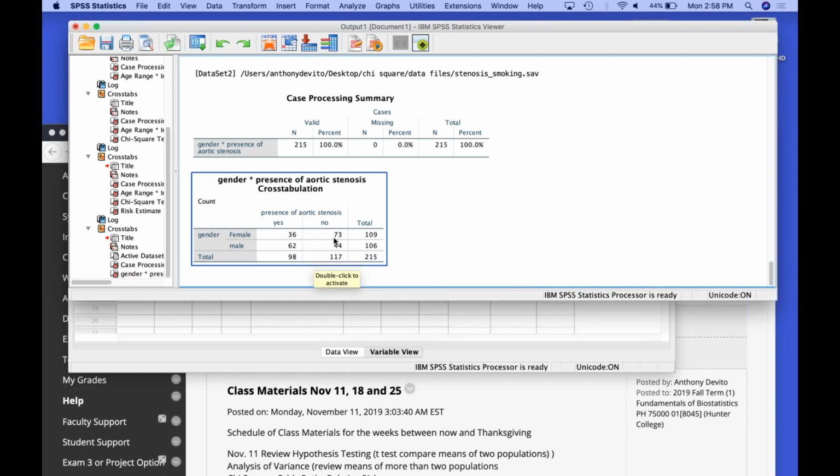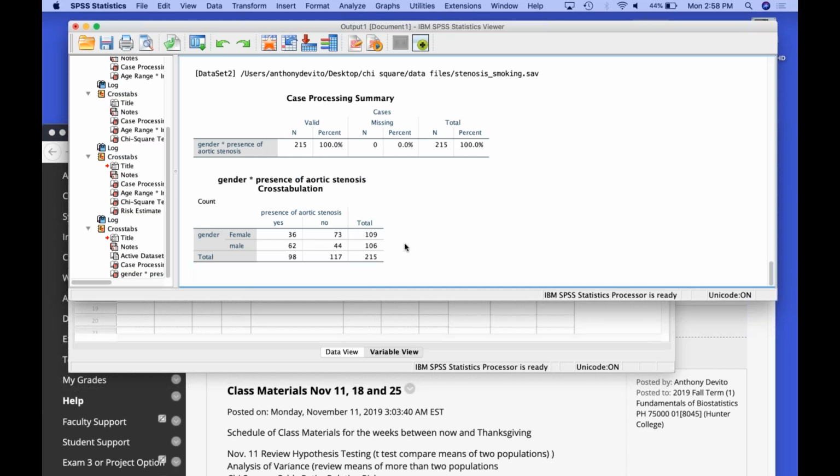So it looks like in this population the rate of aortic stenosis is almost 50%. In this case, the women only seem to be at a rate of 36%, and the men seem to be at a rate of around 60%. Seems to be a difference in these two groups, right? Let's take a look at what the expected values would be. How would you calculate the expected values?